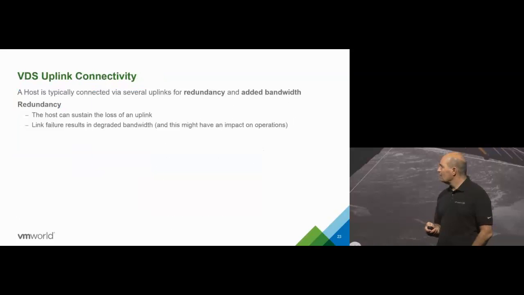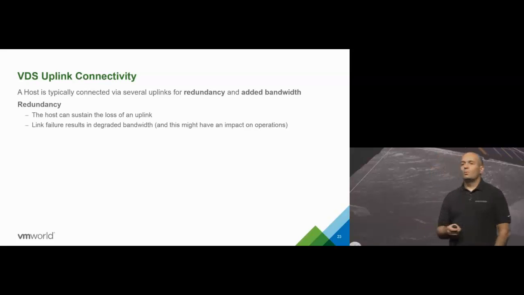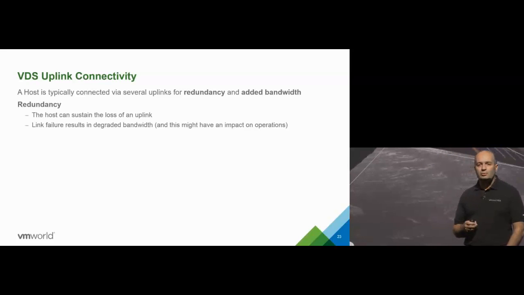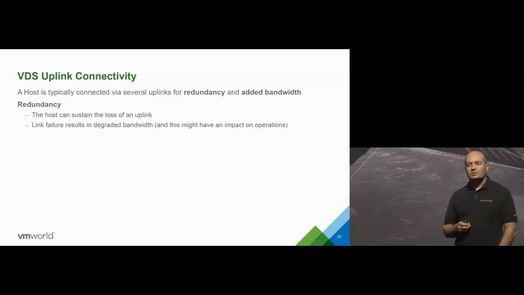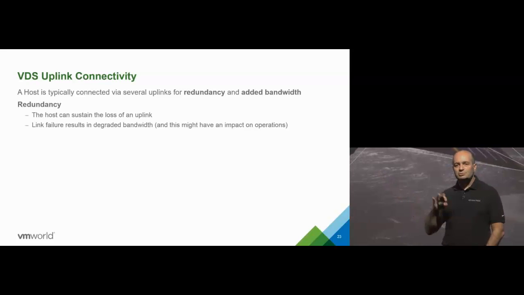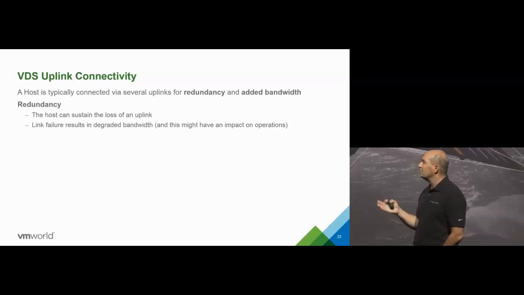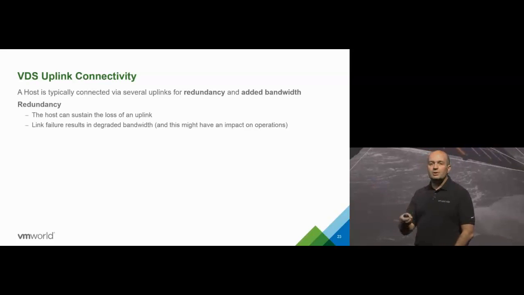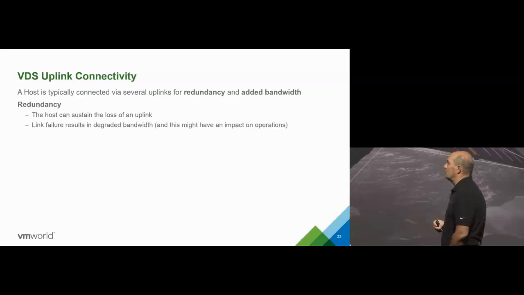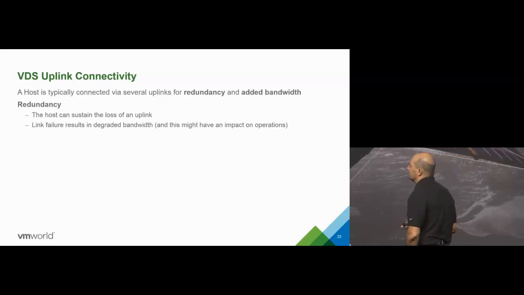So let's go over the different ways you can connect your uplinks with NSX. I'll start first with some general concepts on the VDS without NSX. Typically, again, your host is attached through several uplinks to several top-of-rack switches for two reasons. Redundancy, obviously. If one link fails, you want to be able to fail over to the remaining uplinks.